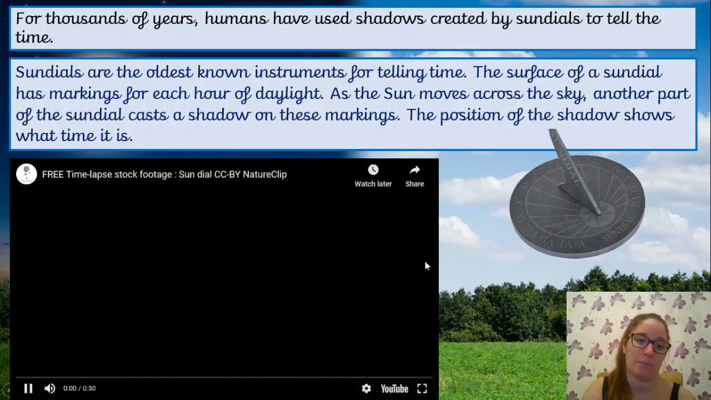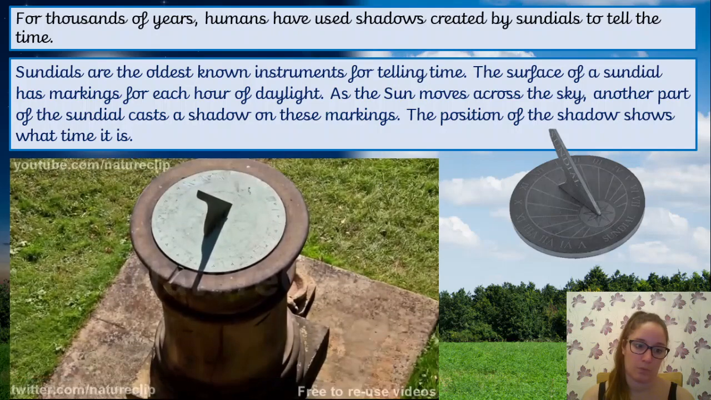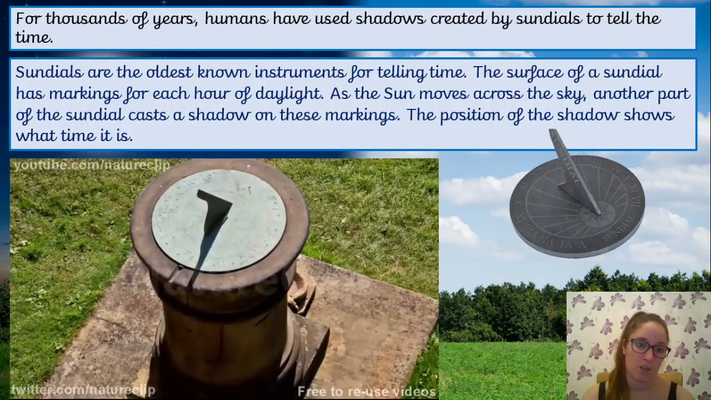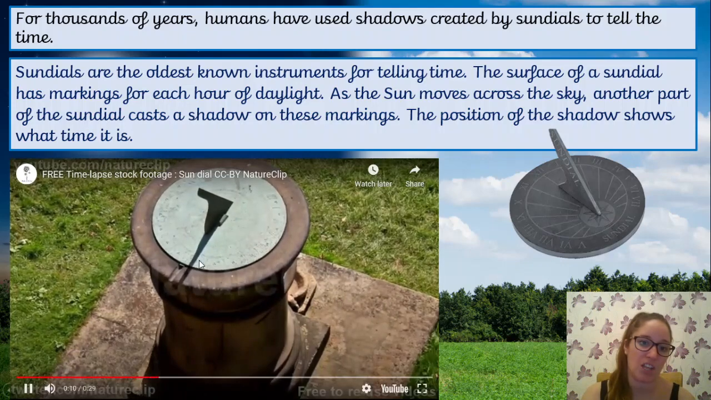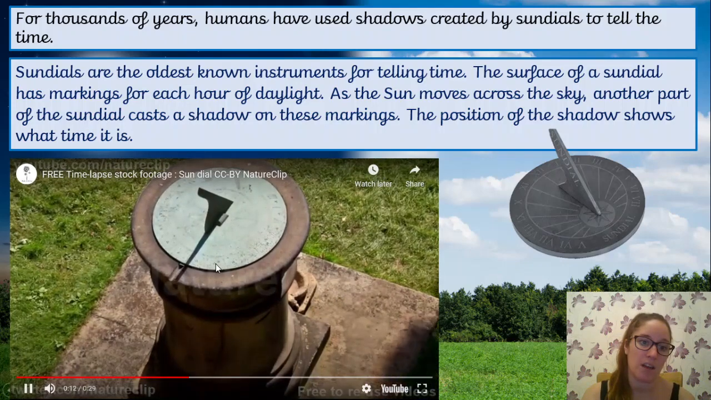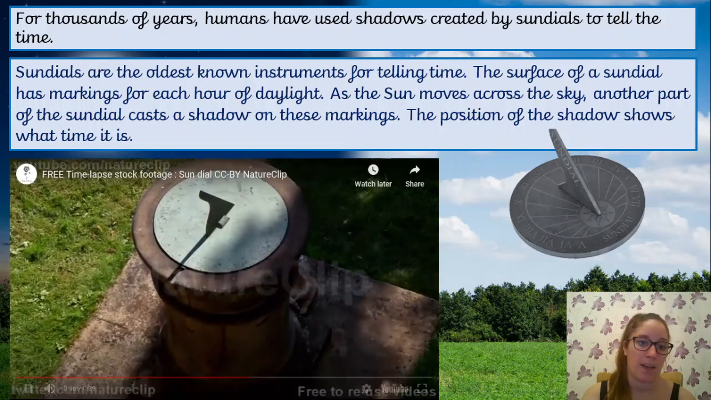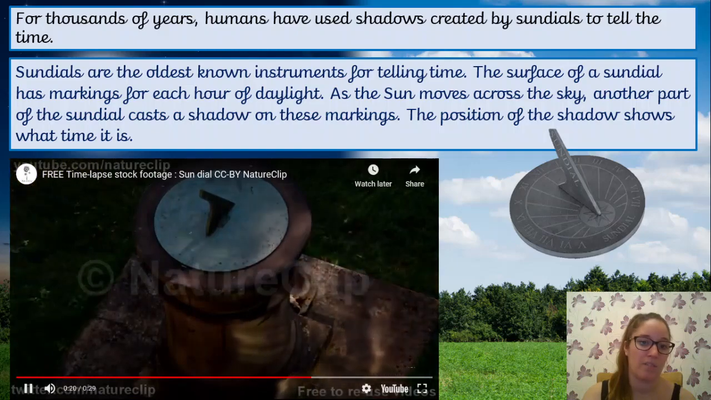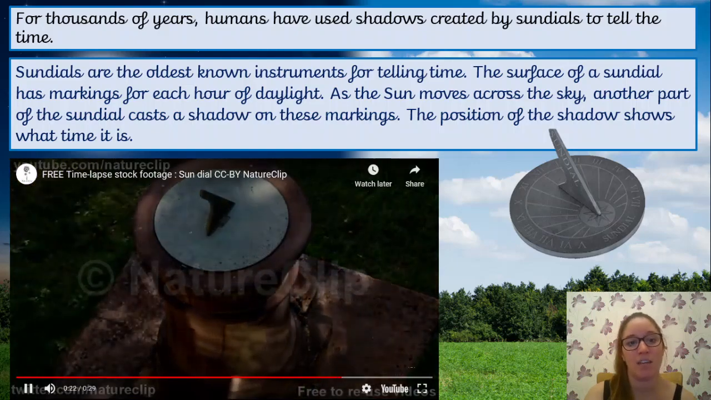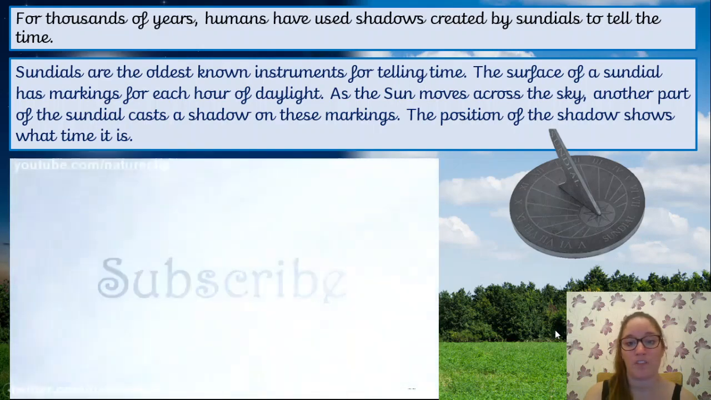So you can see it's moving, the shadow's moving. This here isn't moving, it's just the shadow that is, because the sun, or well the earth, is moving. When it gets to here, it's around 12 o'clock. And then it starts moving round, and it's really interesting how you can tell the time. Fascinating, really.